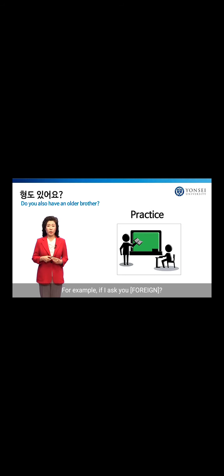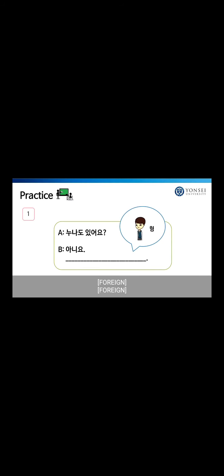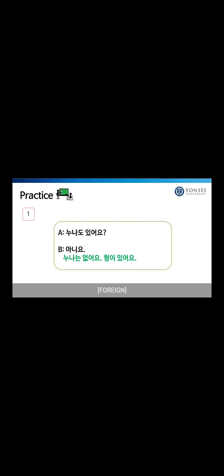For example, if I ask you, 형도 있어요? Then you respond, 형은 없어요. And then you add something like 누나가 있어요. Got it? 누나도 있어요? 아니요. 누나는 없어요. 형이 있어요. 오빠도 있어요? 아니요. 오빠는 없어요. 언니가 있어요.